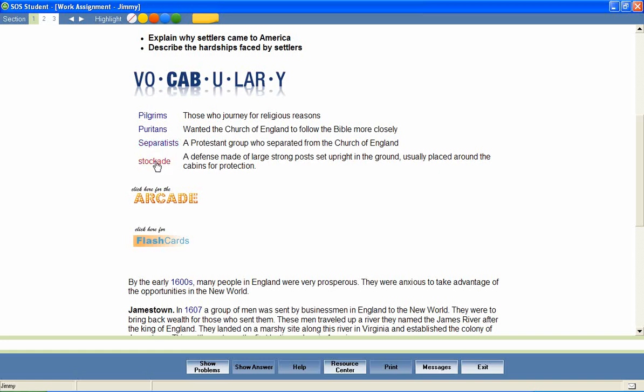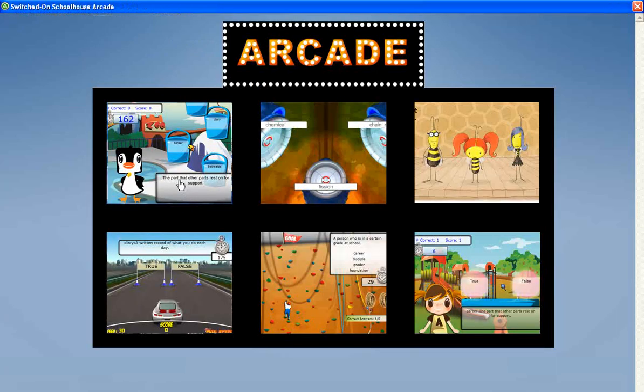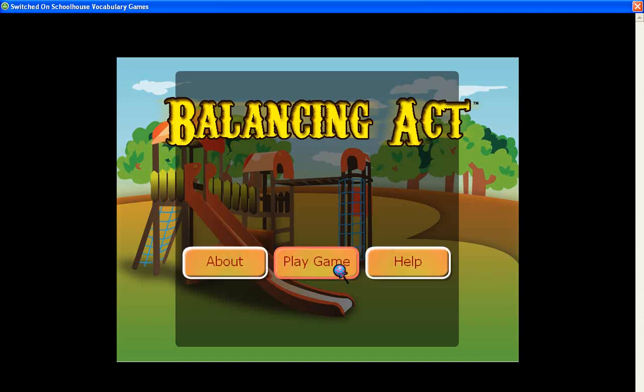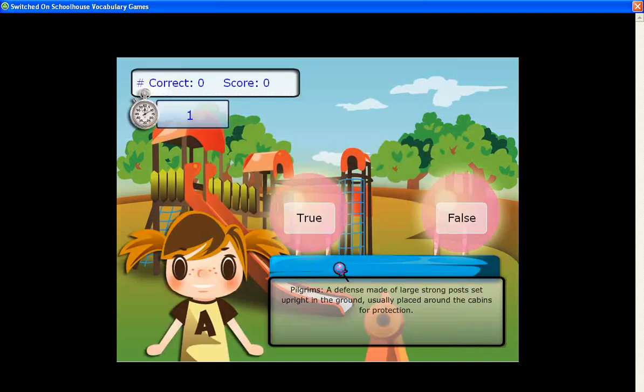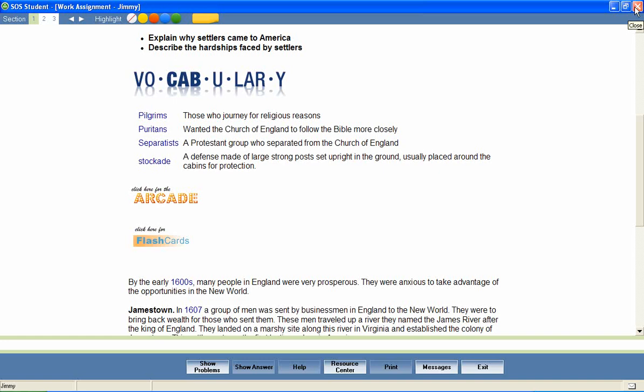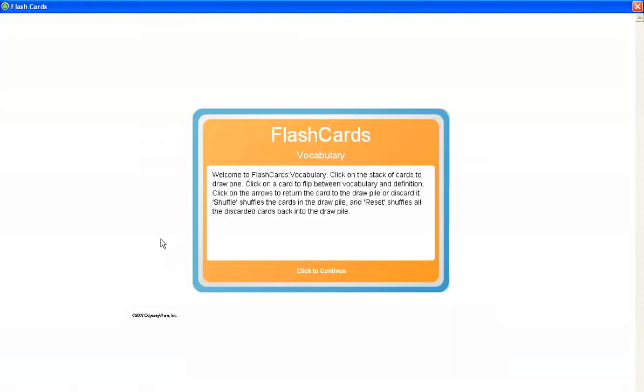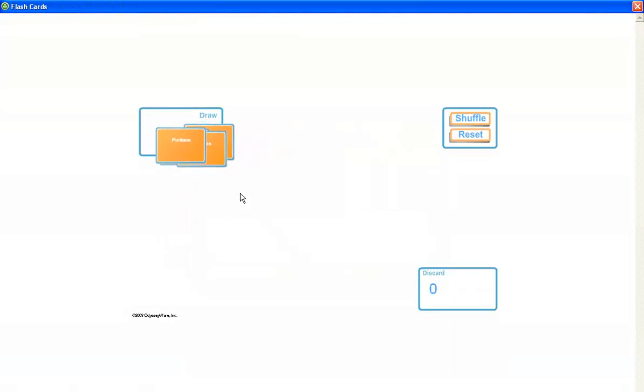separatists. In addition, the vocabulary arcade games encourage mastery of the vocabulary words by providing practice in the correct spelling of each word and in matching each word with its definition. Let's look at a sample. Flashcards allow students to easily review the words and their definitions.